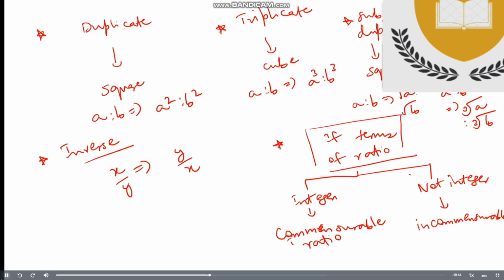Okay, so an example here is 3 is to 2, and here the example is root 3 is to root 2. This is a non-integer. Okay, now we'll move on to our practice problems.